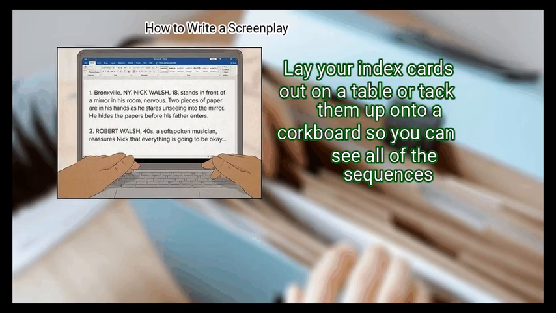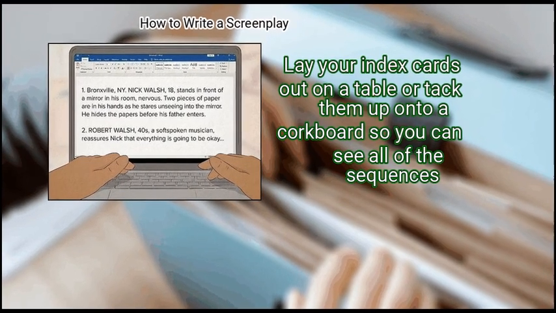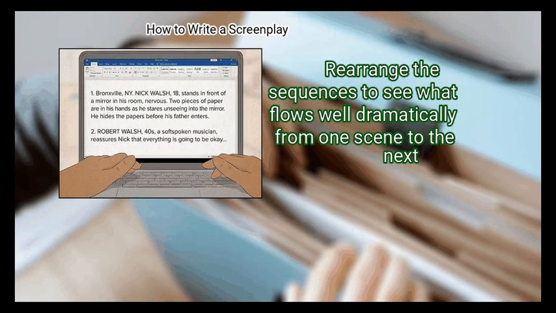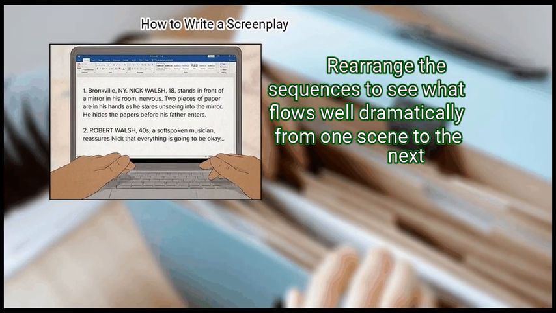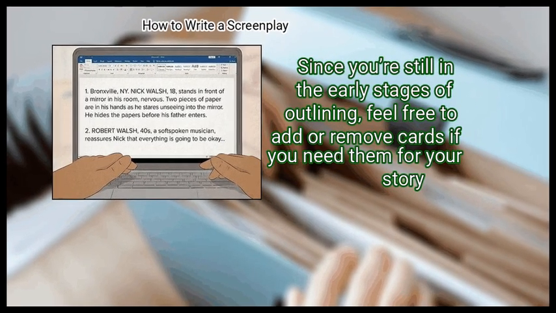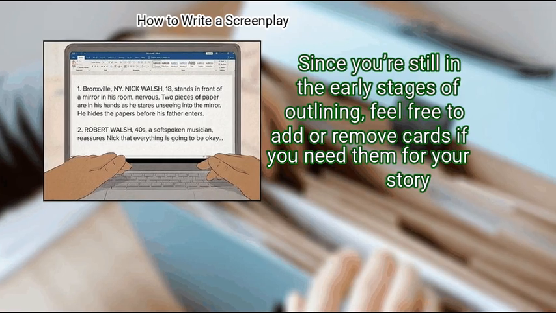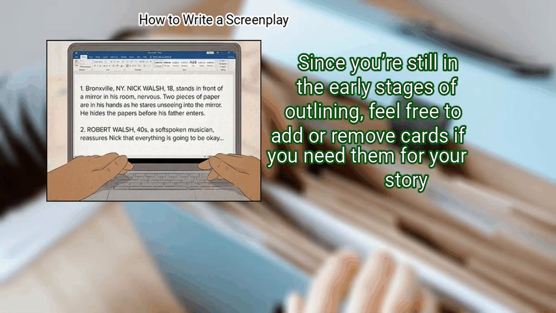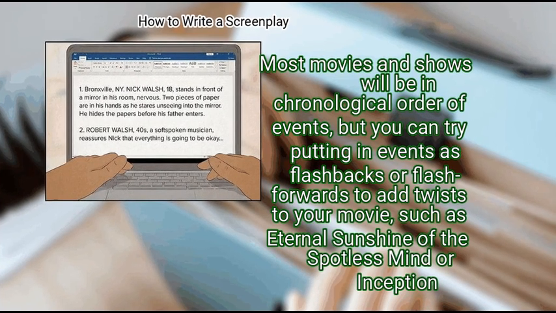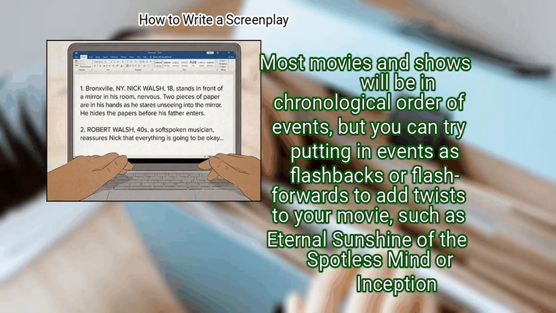Lay your index cards out on a table or tack them up onto a corkboard so you can see all of the sequences. Rearrange the sequences to see what flows well dramatically from one scene to the next. Since you're still in the early stages of outlining, feel free to add or remove cards if you need them for your story. Most movies and shows will be in chronological order of events. But you can try putting in events as flashbacks or flash forwards to add twists to your movie, such as Eternal Sunshine of the Spotless Mind or Inception.